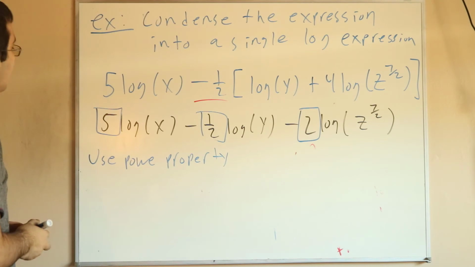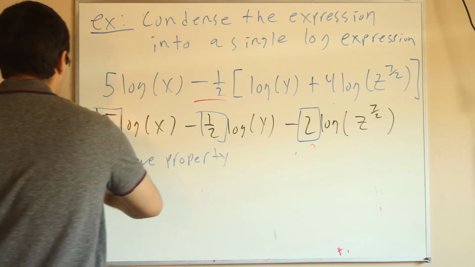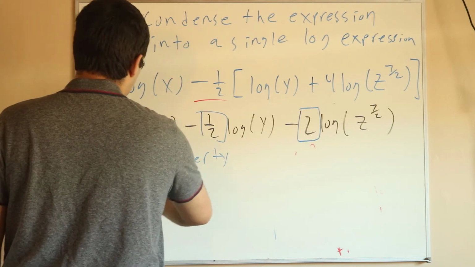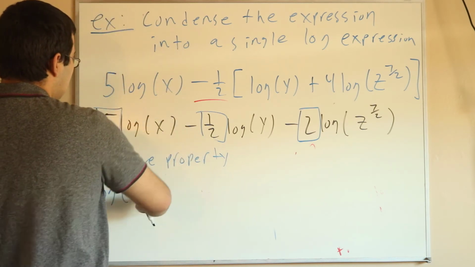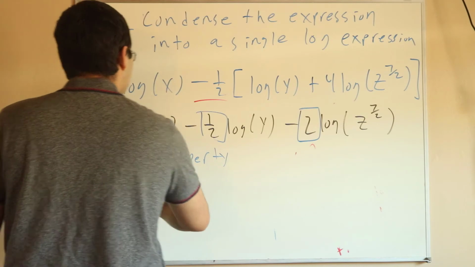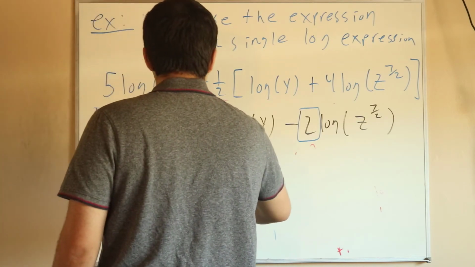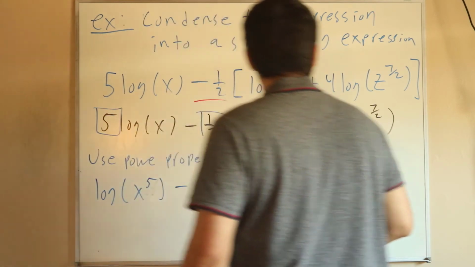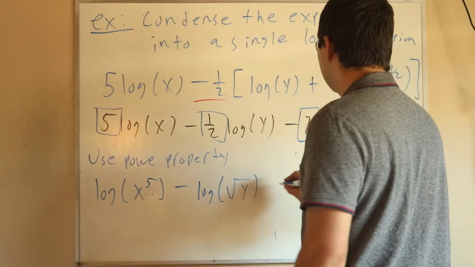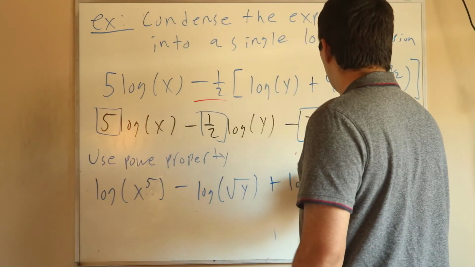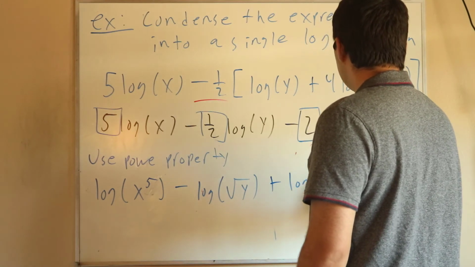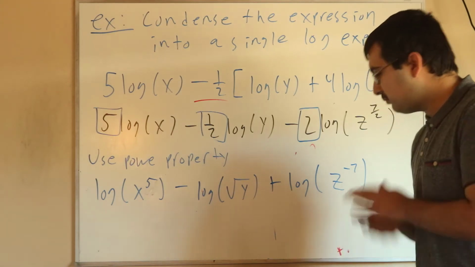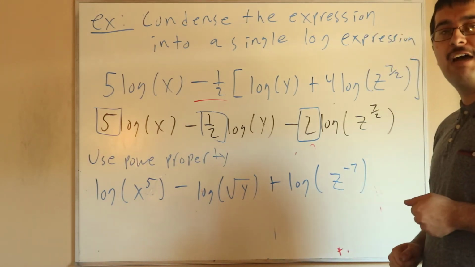Okay, in using power property, we end up getting log times x to the 5th power, my bad, I don't know why I said minus, minus log times square root of y, and then plus log of z to the minus 7. All right? So here's what happens after we use the log property.